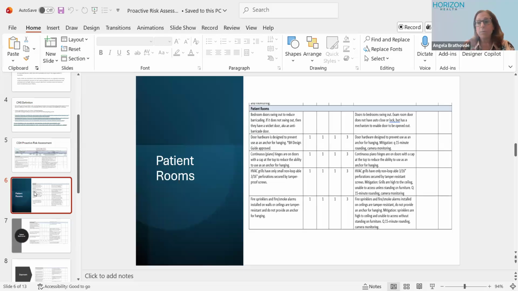It doesn't keep us safe. It doesn't keep your patients safe. We still have to do our checks. The doors should swing out so that patients can't barricade, and your furniture is not bolted. So you have to be aware of that.